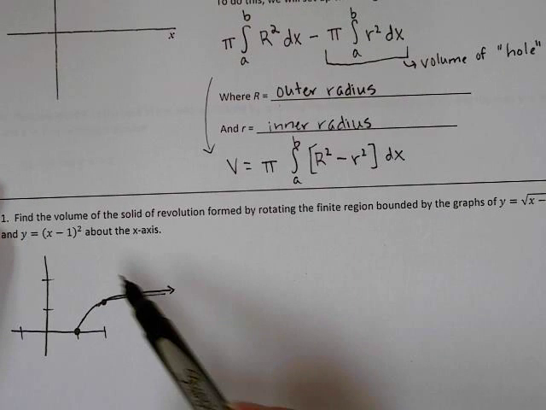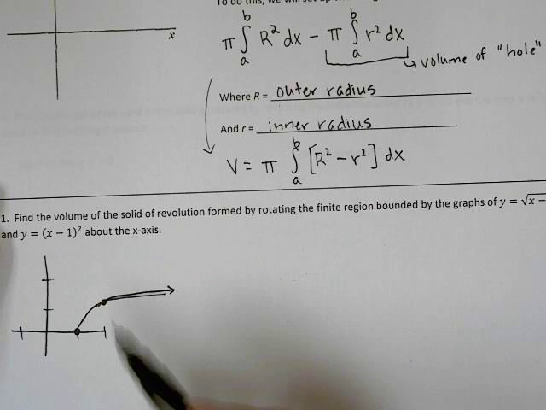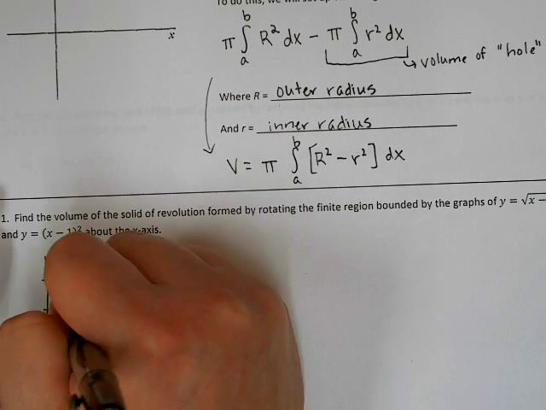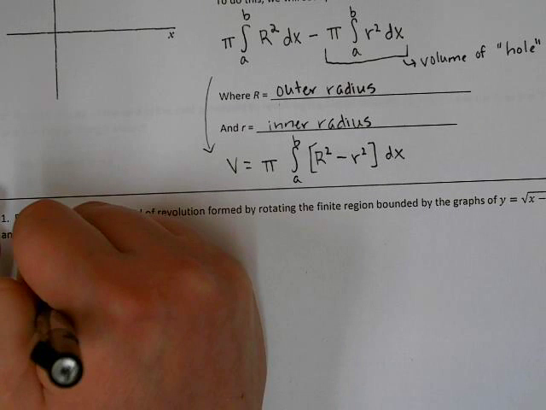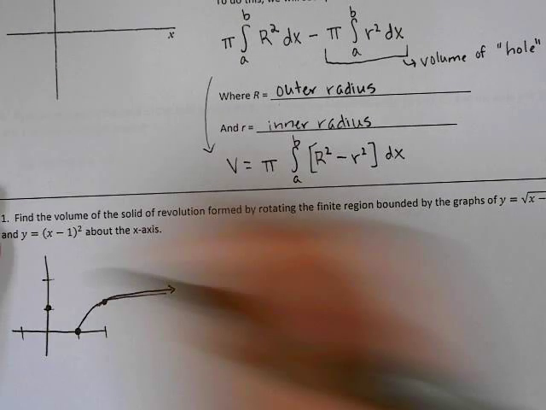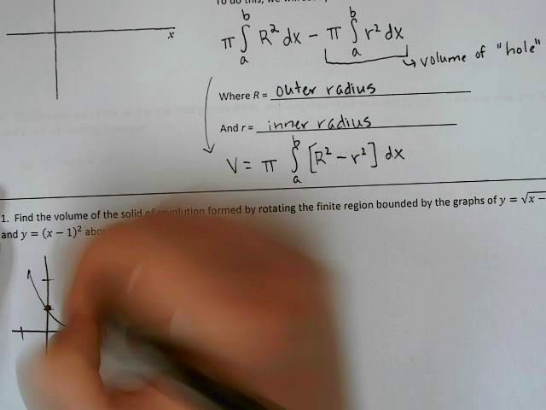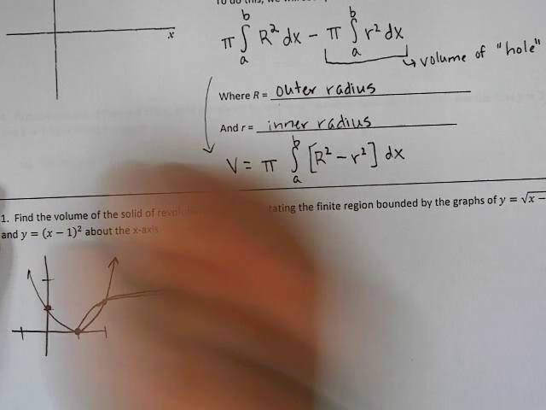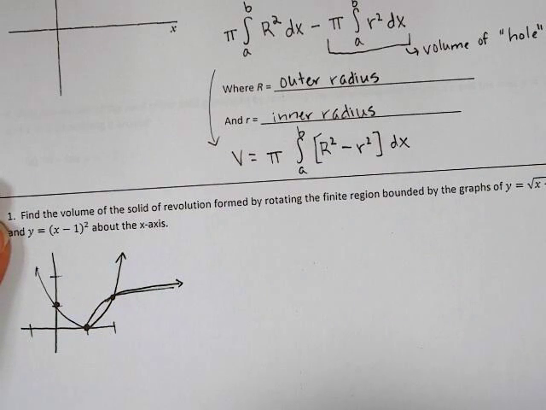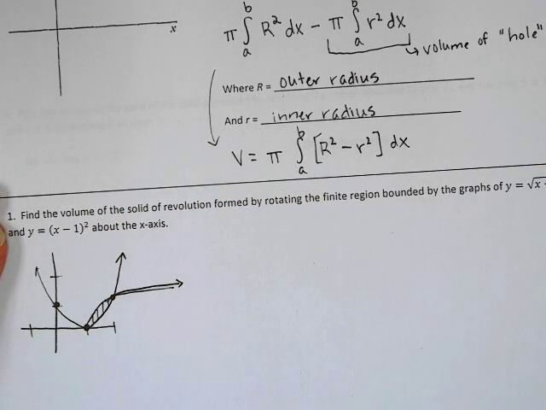Then we've got y equals (x minus 1) squared. That's a parabola, also shifted 1 to the right. So our vertex is at the point 1, 0. And we'll go up 1 over 1, up 1 over 1 this way, and we'll have a parabola that opens up like this. So we can see that it's this area here that we're going to be rotating.